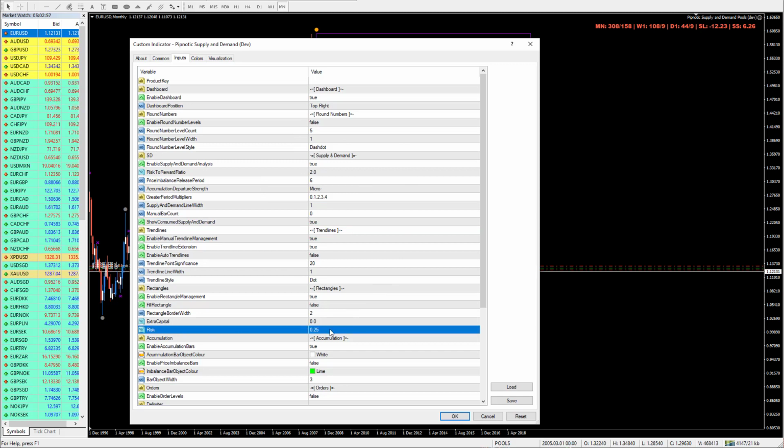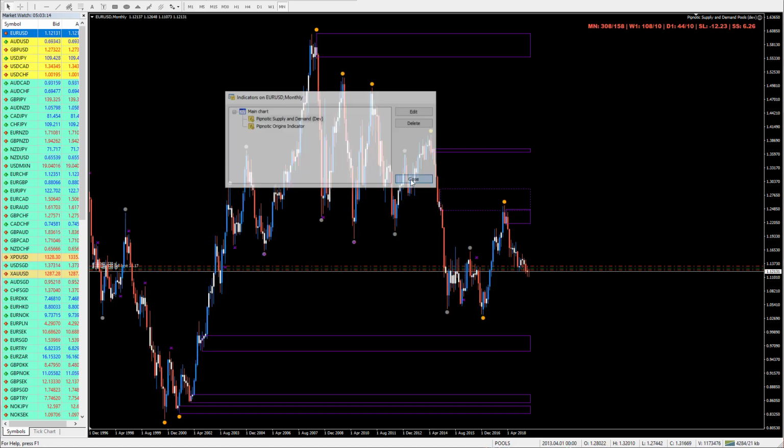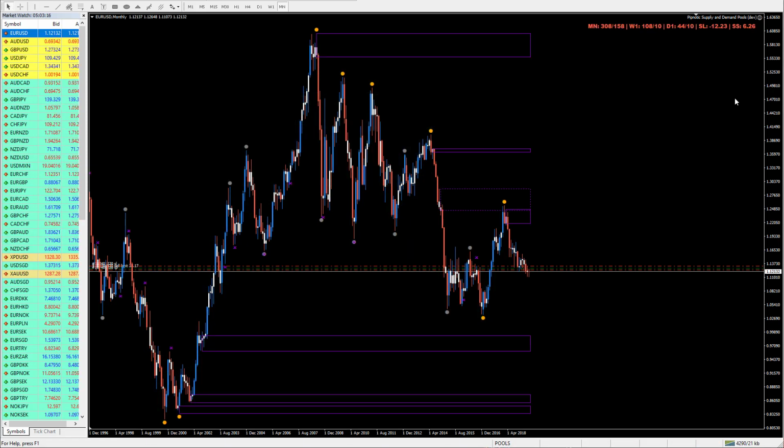I have my risk here at 0.25%, which doesn't really matter in this context. But these settings here are the ones you should be focusing on. On the smaller time frame, you're going to be seeing a lot of information, but on the greater time frame, you'll be seeing only a few, the really good ones. And if you look here, you can see how great they are.